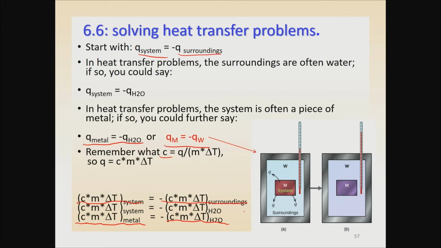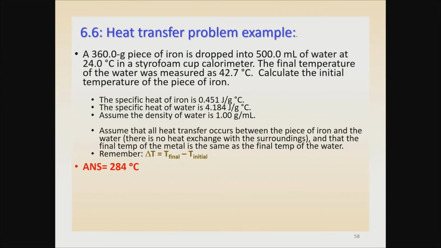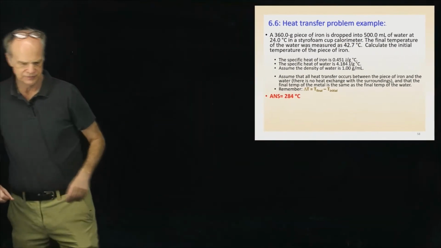Okay, so let's go ahead and try a problem here. It says a 360-gram piece of iron is dropped in 500 milliliters of water at 24 degrees Celsius in a styrofoam cup calorimeter. The final temperature of the water was measured as 42.7 degrees Celsius. Calculate the initial temperature of the piece of iron. We're given the specific heat of iron and the specific heat of water, and we're assuming the density of the water is 1 gram per mL. Okay, so let me go to the board and solve this problem.